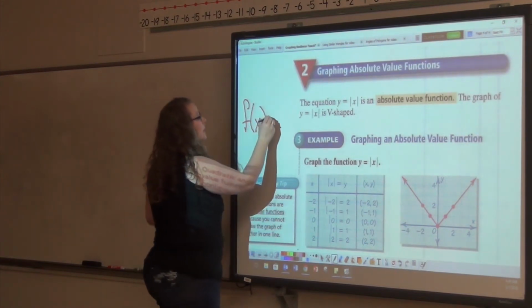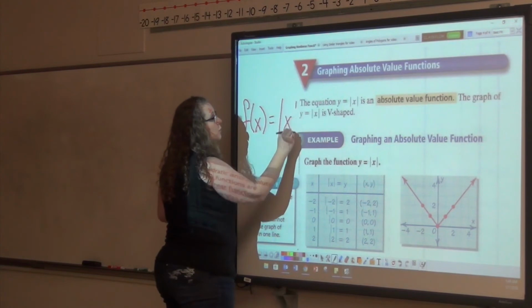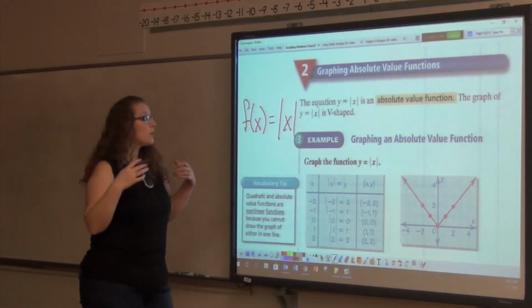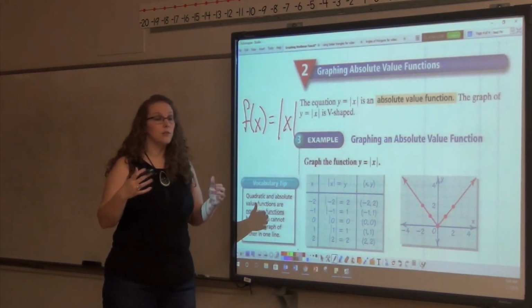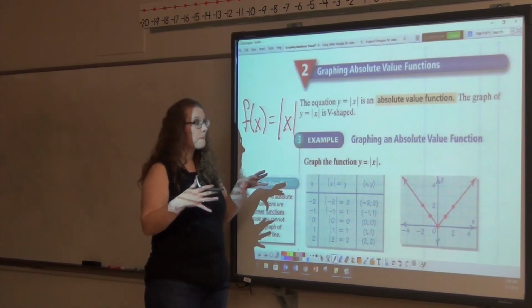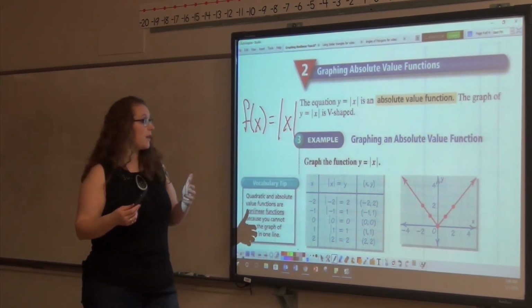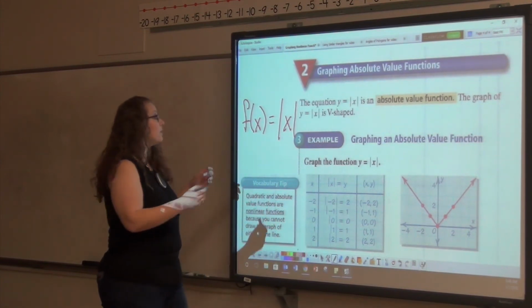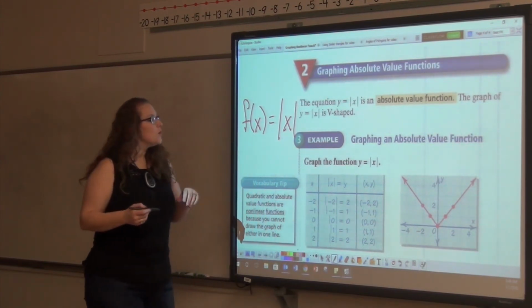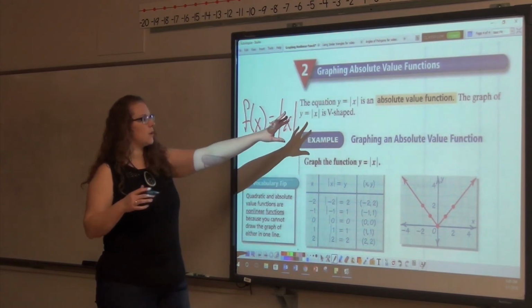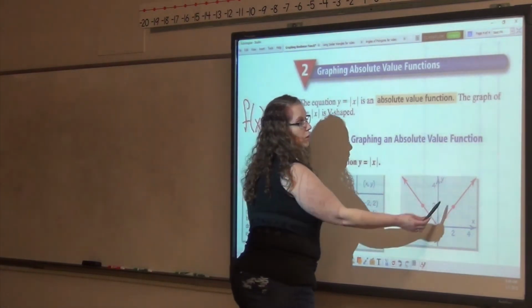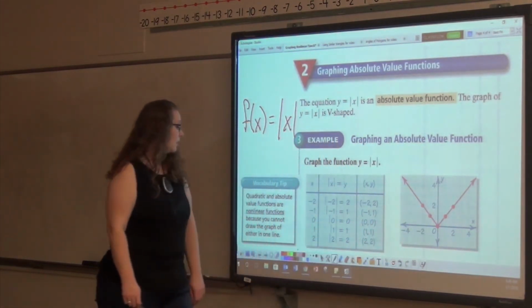f of x equals the absolute value of x. So what you're going to do is you're going to choose your x's, substitute them into the equation, which is the absolute value of x, and solve for y or for f of x, right? So the graph of this equation will always look like this, all right?